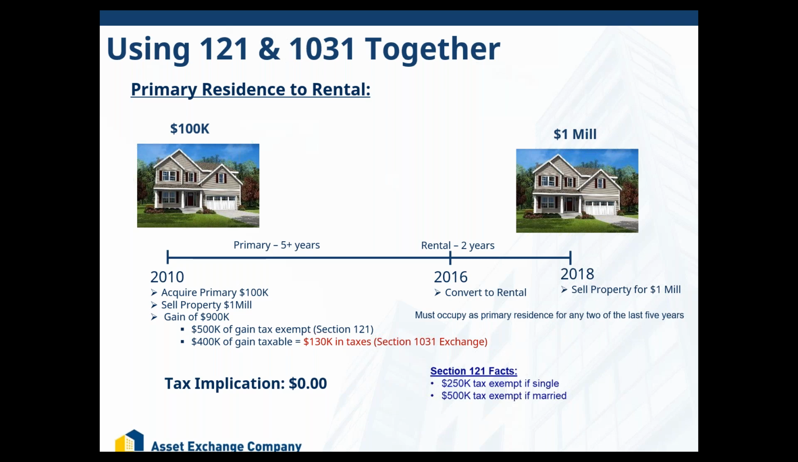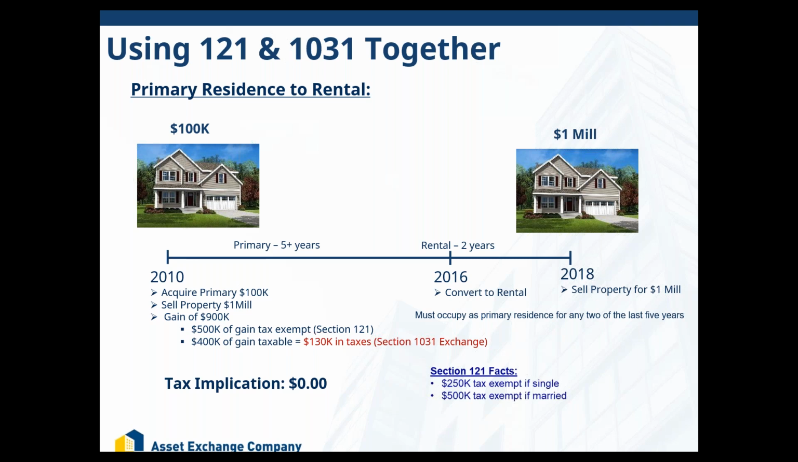So again, what's going to happen is we'll claim the 121. So the first $500,000 of that $900,000 gain, that'll be tax exempt. Now, that additional $400,000 of gain, we're back in 2016 when we were selling it, we're going to be subject to taxes on that. Now in 2018, we'll claim the 1031 tax-deferred exchange on that portion of the gain, that $400,000. We'll defer those taxes. So when we sell the property in 2018, we pay no tax. Okay, pretty neat, right?